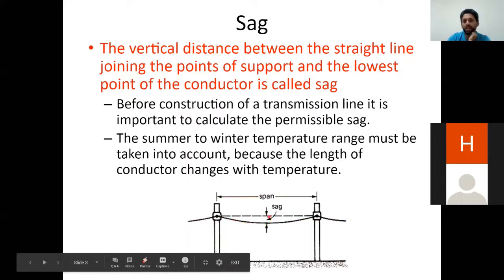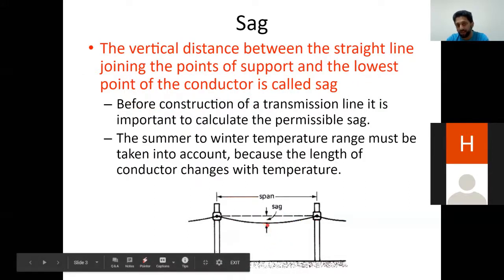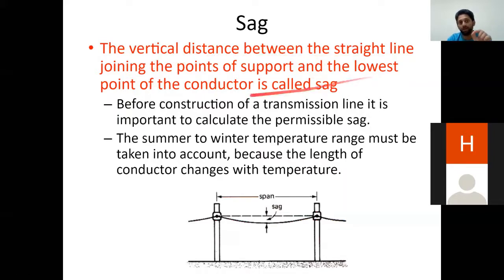line, called sag. The vertical distance between the straight line joining the points of support, that is this one. This is the point of support, this is the point of support. So this is the straight line, and that vertical distance between that straight line and the lowest point of conductor. This is the lowest point of conductor. So the vertical distance between these two points is called sag. The vertical distance between the straight line joining points of support and the lowest point of conductor is called sag.